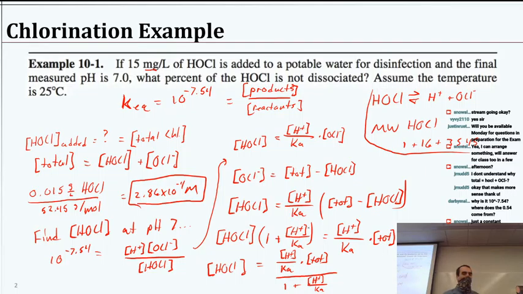Since I've got them in brackets, I mean the total molar concentration. So the question was, when we have total here, what value is it, 100%? What I'm going to use is this total I solved for right over here, because that's the total molar concentration that we added with the 15 milligrams per liter.